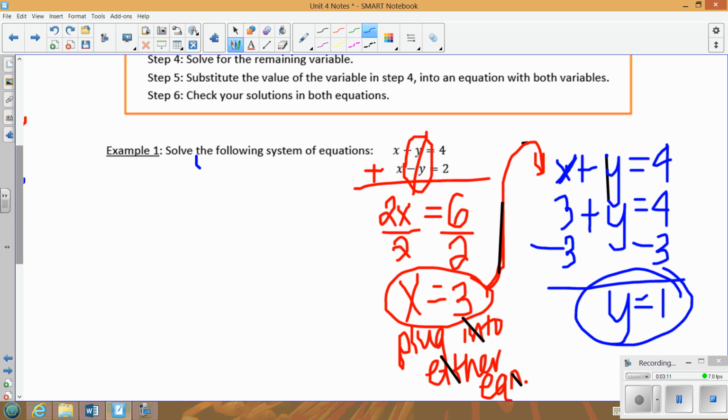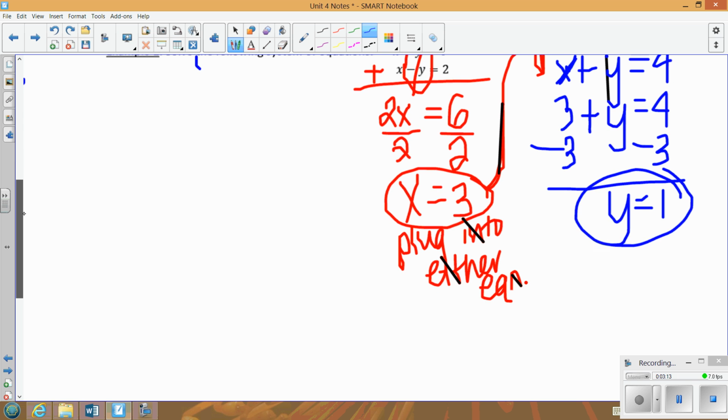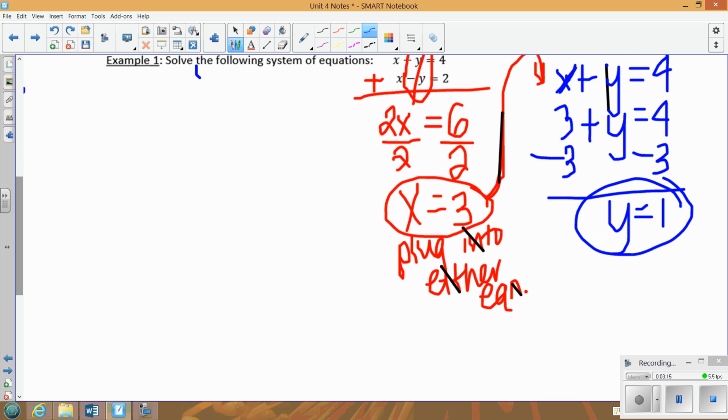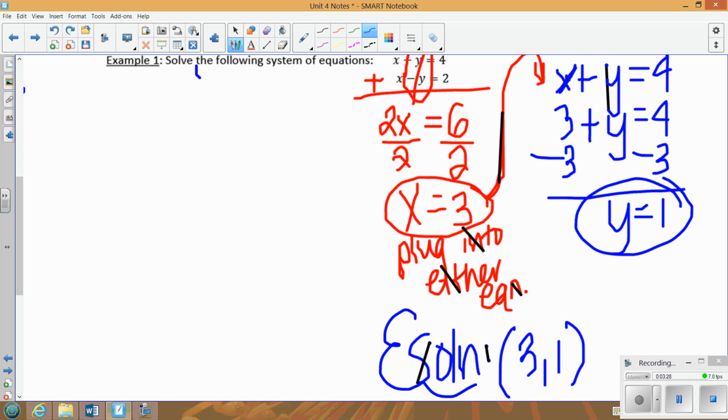Just like the other examples, you don't want to leave it as what x equals and what y equals. You want to write it as an ordered pair. So my solution is going to be 3, 1. Make sure that you're putting x in the x position, which is the first coordinate, and then y in the second. So that's it for elimination.